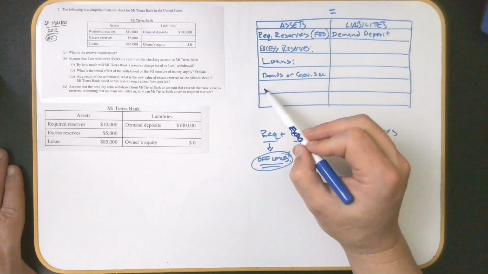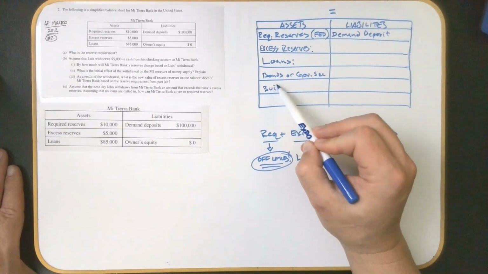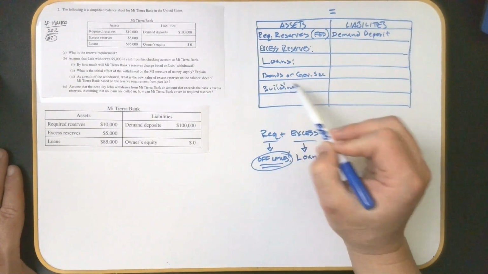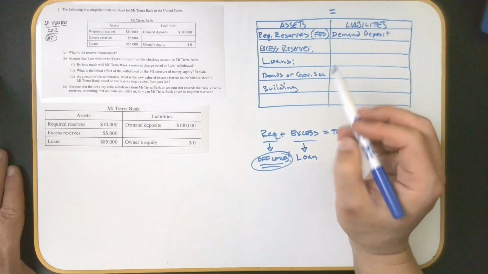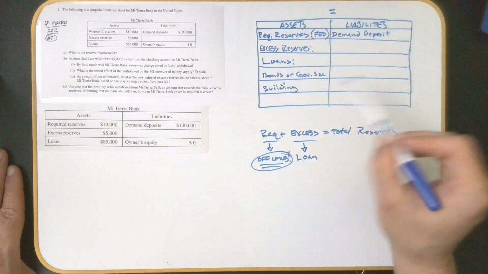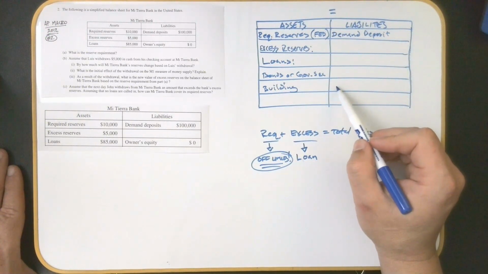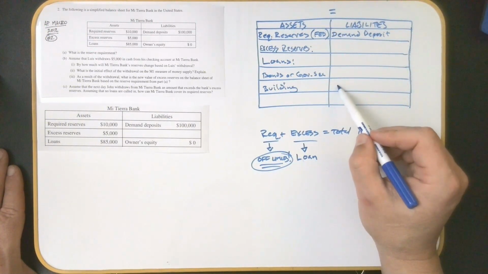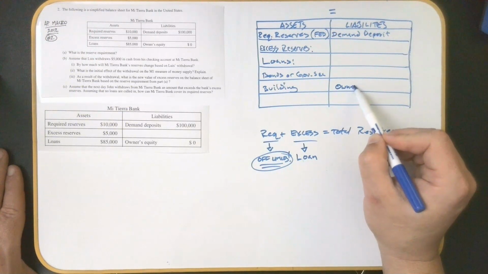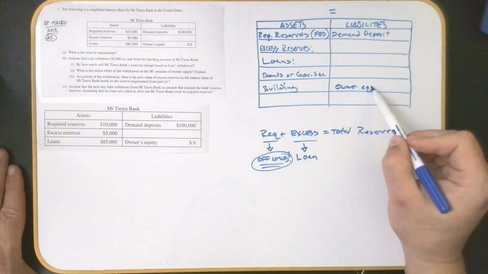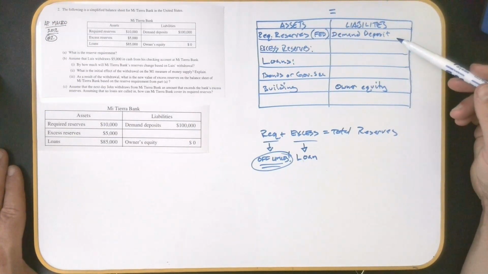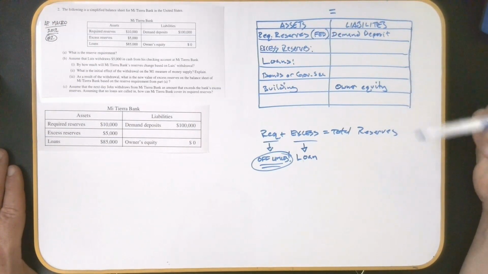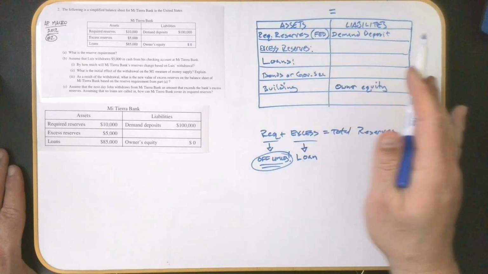Another thing could be the building itself. Maybe this bank owns their building, they're not renting it, so the building could have a price on it. And then sometimes over here they will have owner equity. Sometimes you'll see that. Okay, so maybe it's a liability for him because he owes money on it. So these are the things that'll be on there.